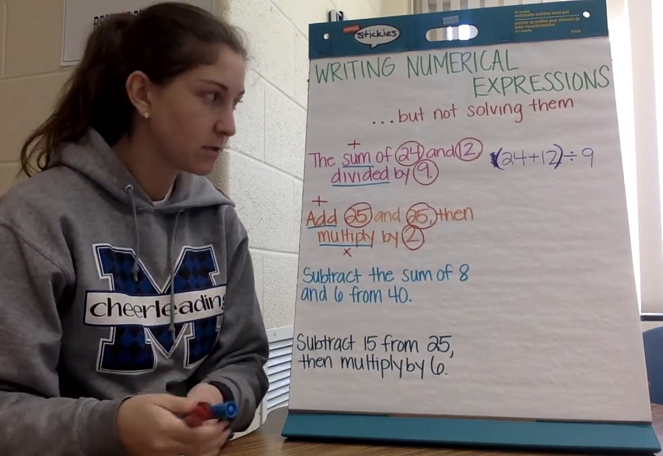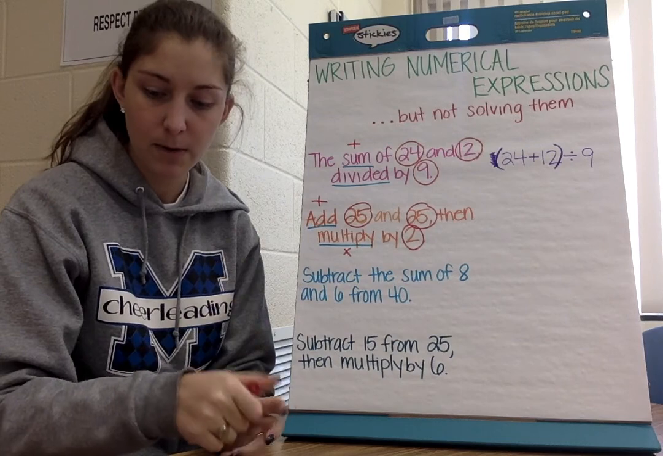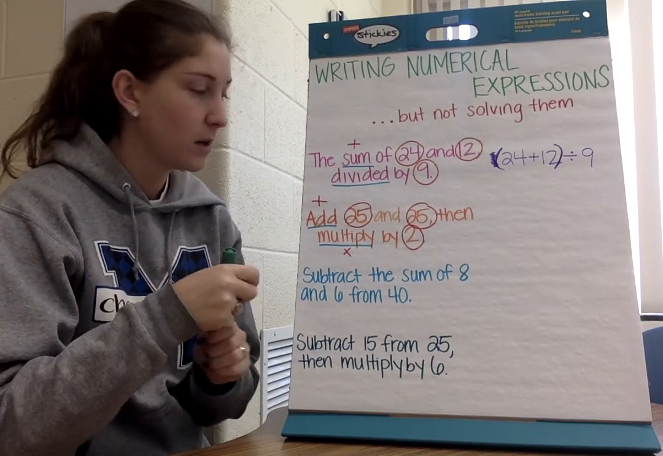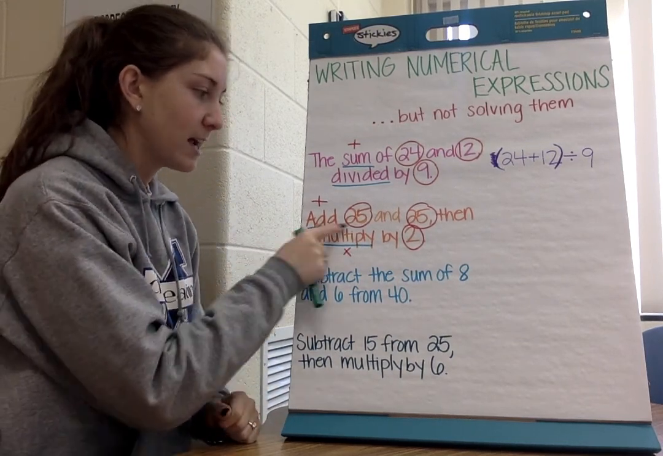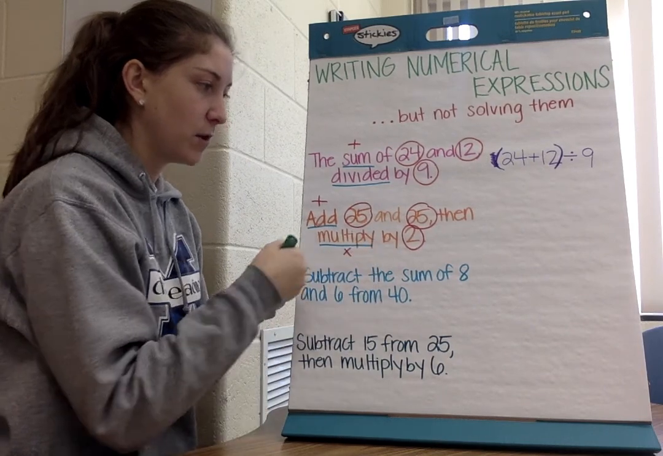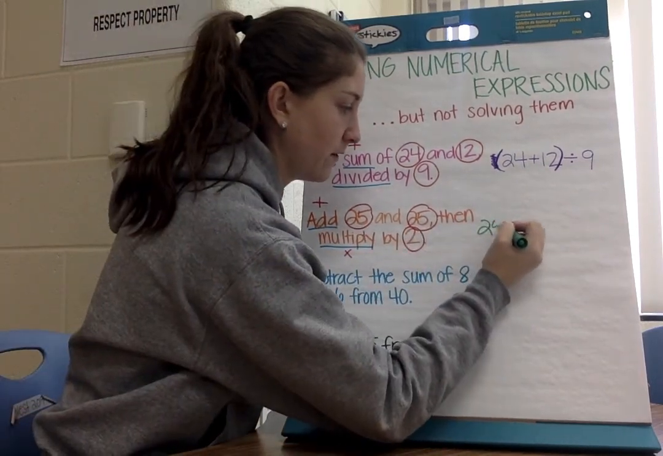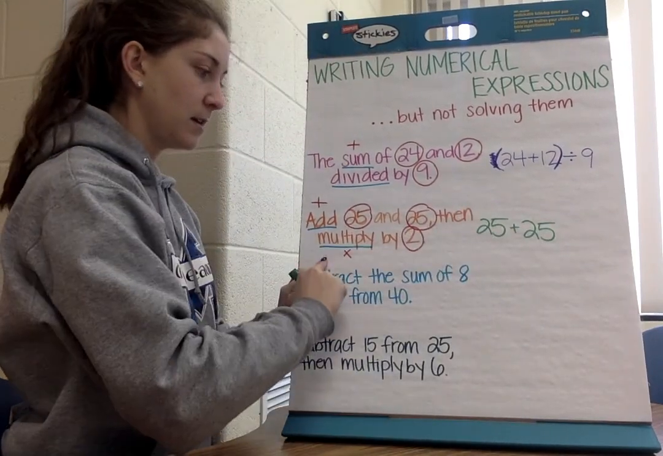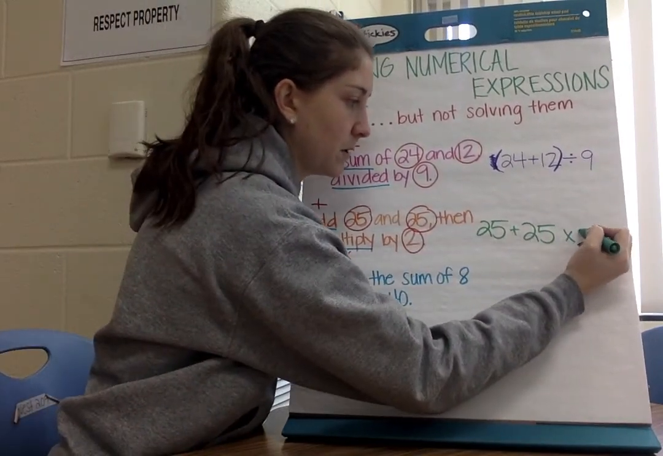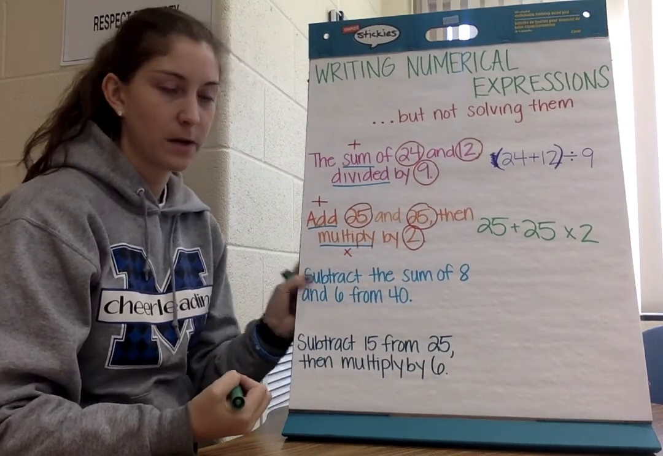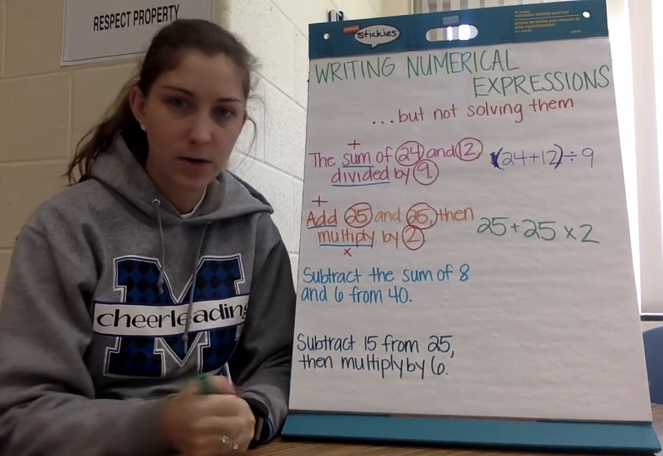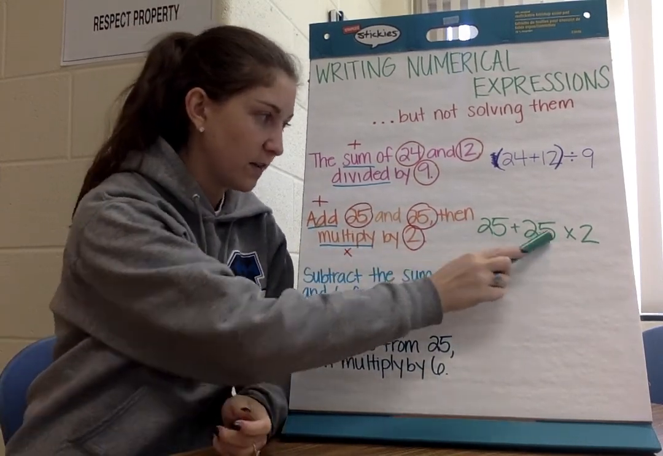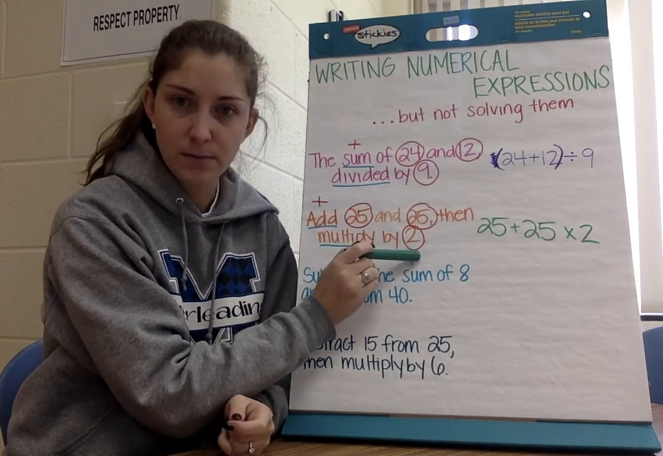So now I'm ready to write my equation. This time I'm going to write my equation in green. Okay, I need to add 25 and 25, then multiply by 2. So 25 plus 25, then multiply by 2. Okay, now let's double check this equation. Add 25 and 25, then multiply by 2.